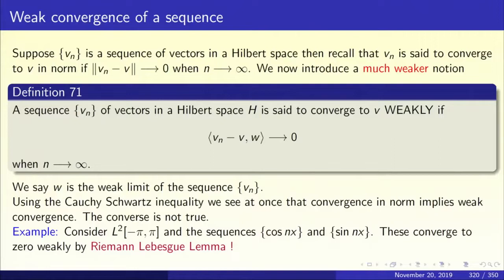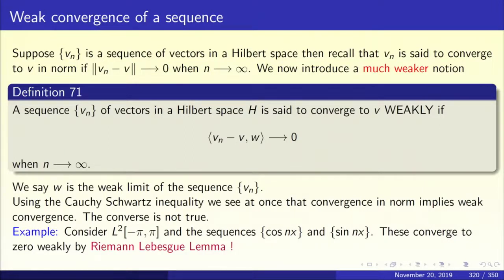The first such result is the notion of weak convergence of a sequence. Suppose Vn is a sequence of vectors in a Hilbert space. We recall that Vn is said to converge to V in norm if the norm of Vn minus V goes to 0 as n tends to infinity. This is the usual definition of convergence in a metric space. A normed linear space is a metric space. The distance between Vn and V is the same as the norm of Vn minus V. So Vn converges to V in the Hilbert space norm if the norm of Vn minus V goes to 0.